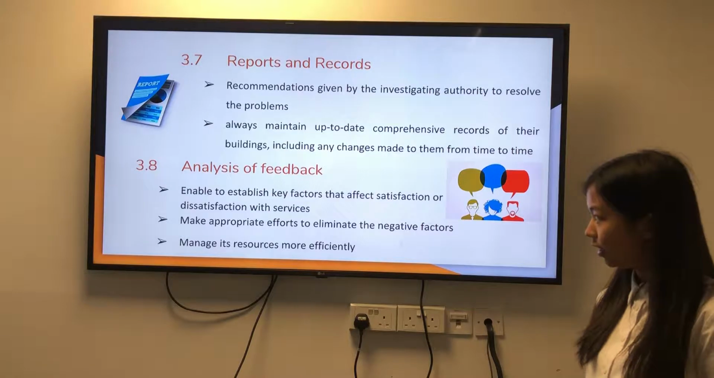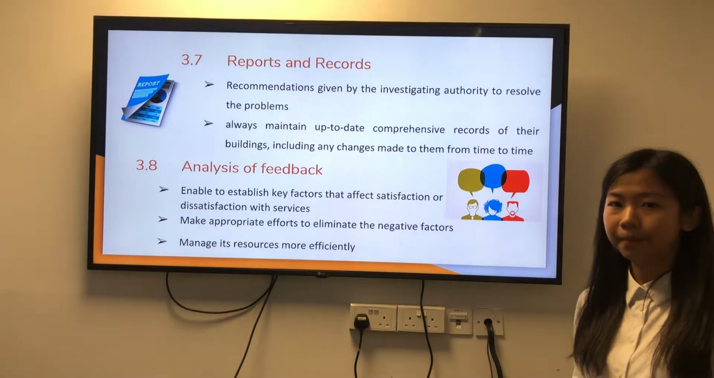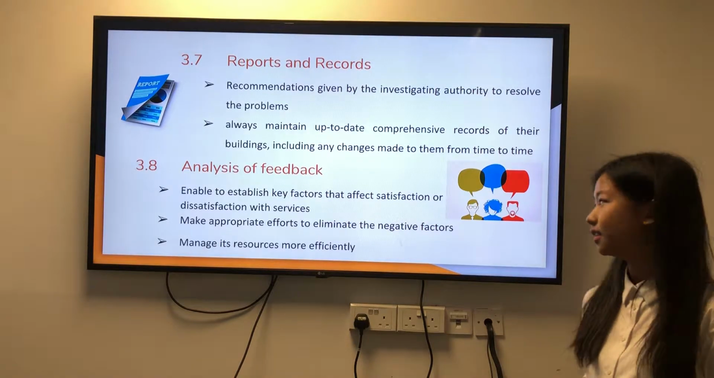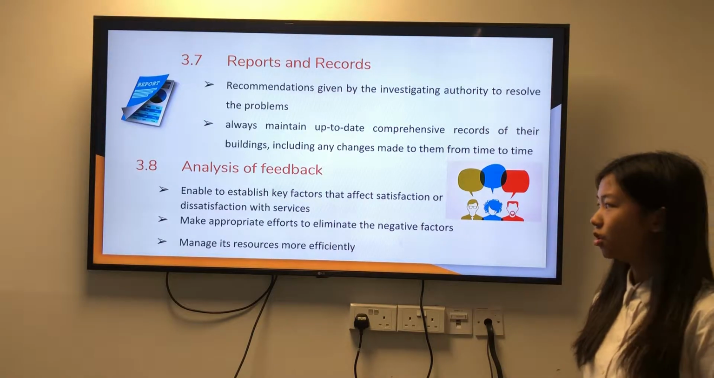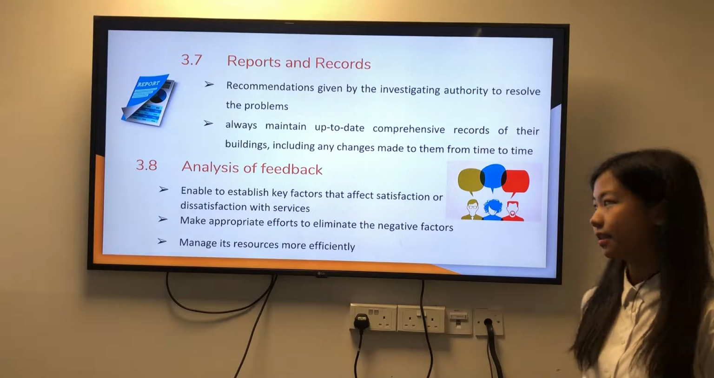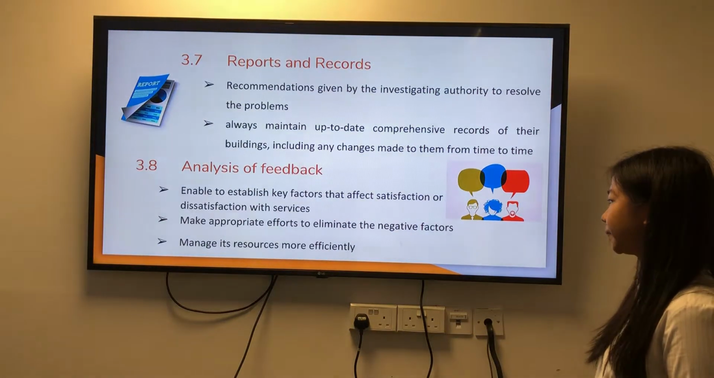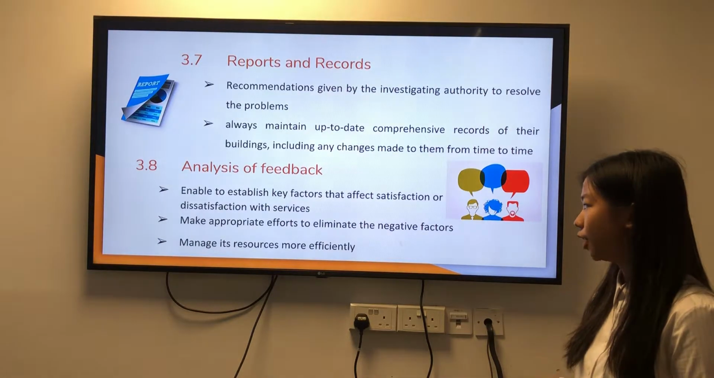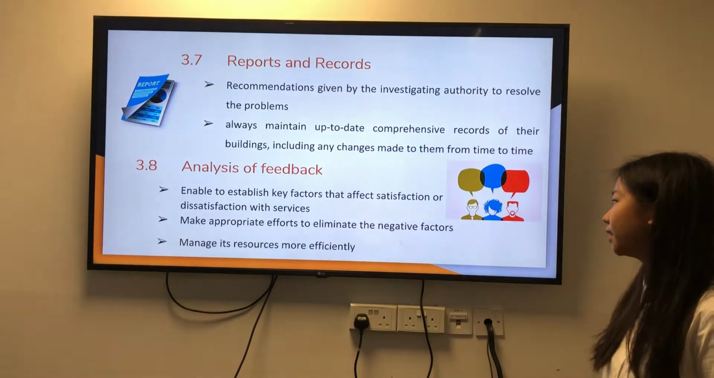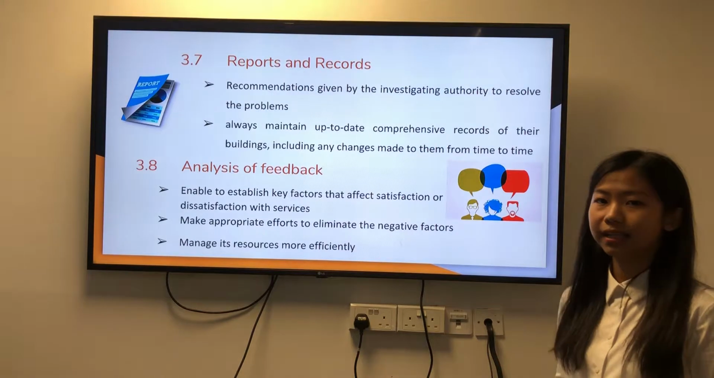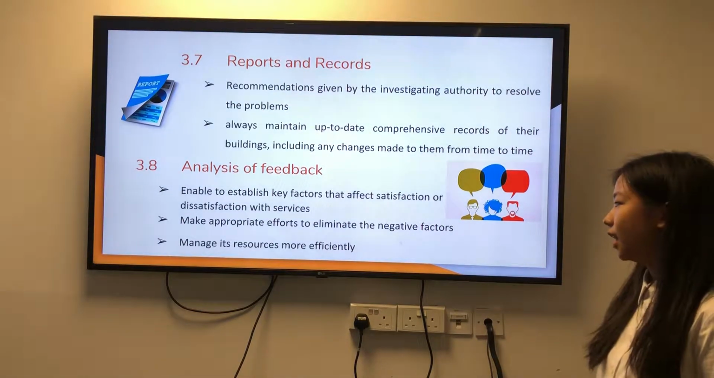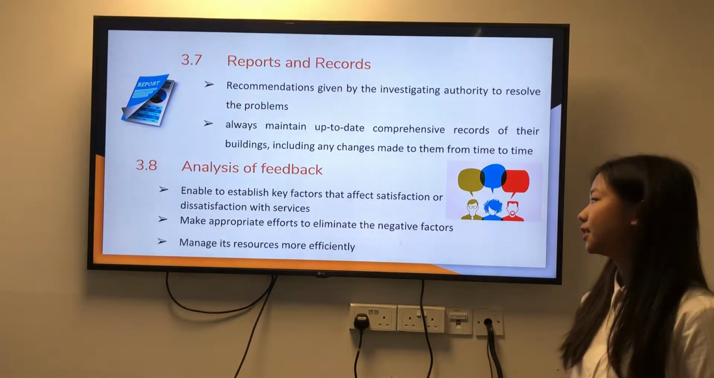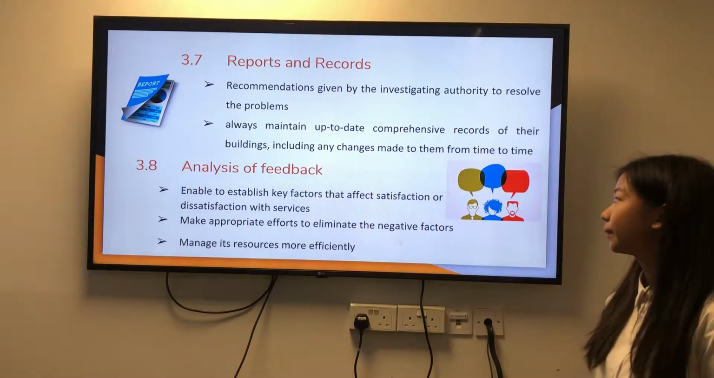Last but not least, the analysis of feedback will enable them to find key factors that affect satisfaction or dissatisfaction with services. The team can make the appropriate efforts to eliminate the negative factors by analyzing the feedback, and it will also have to manage its resources more efficiently.